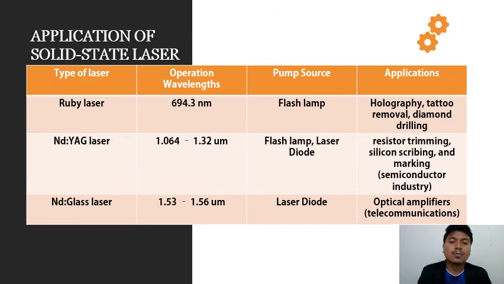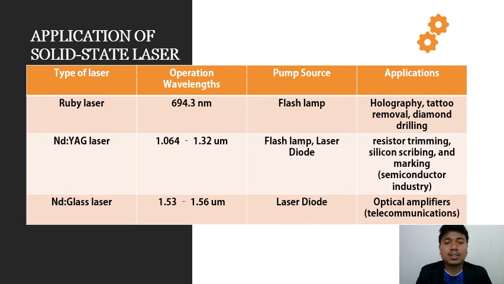Now we move to the last part, which is the application of solid-state laser. There are 3 types of solid-state laser, which are the ruby laser, YAG laser, and glass laser. For the first one, the ruby laser is used in holography, tattoo removal, and diamond drilling. The operation wavelength for the ruby laser is 694.3 nanometers, and the pump source for the ruby laser is the flash lamp.